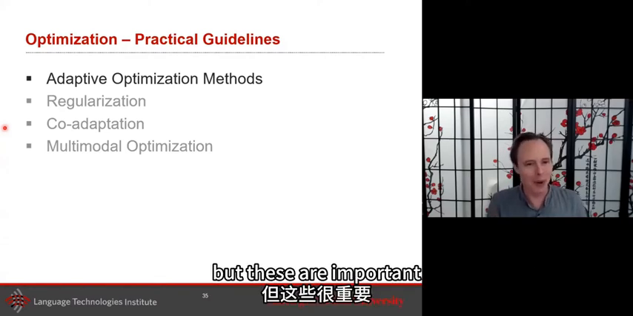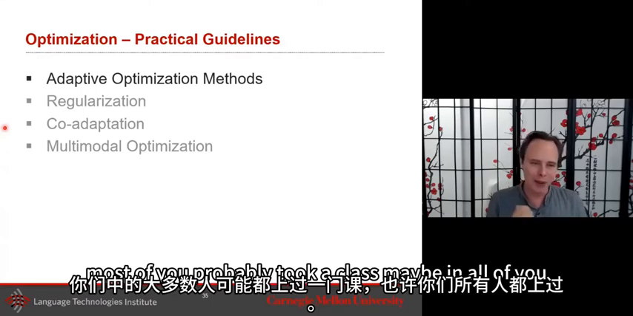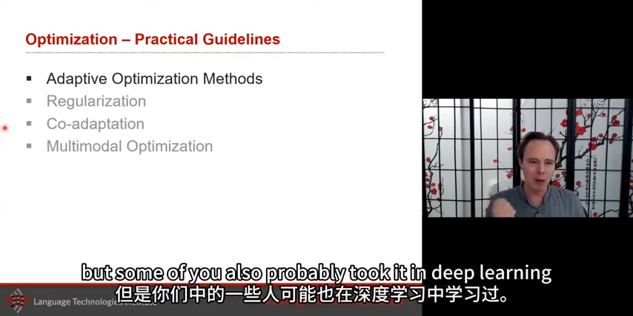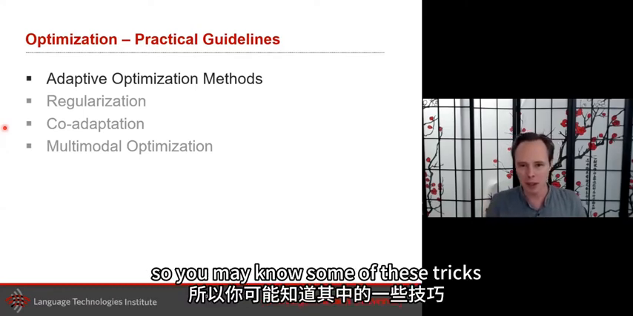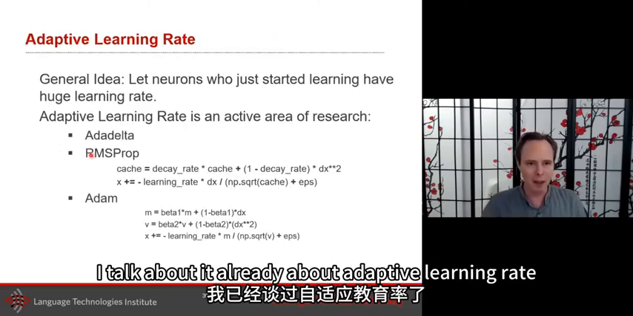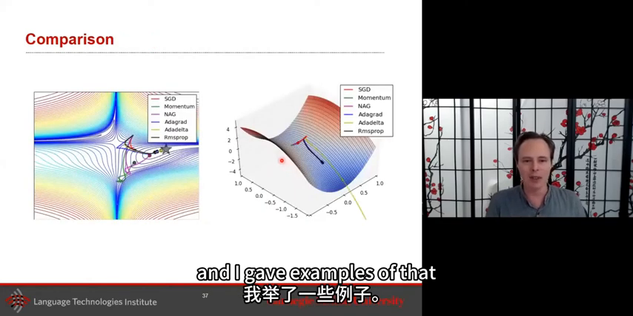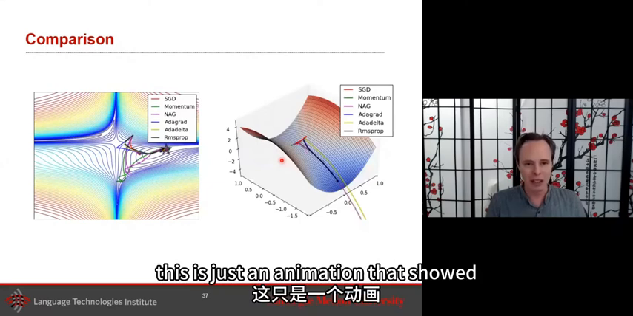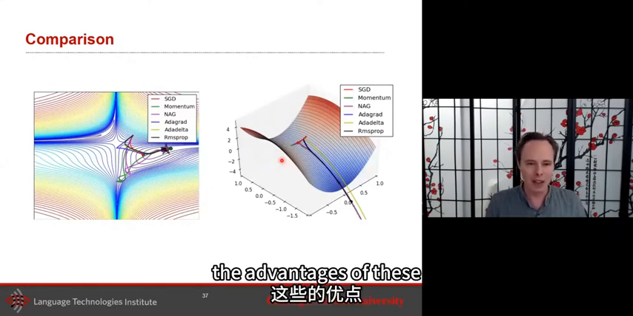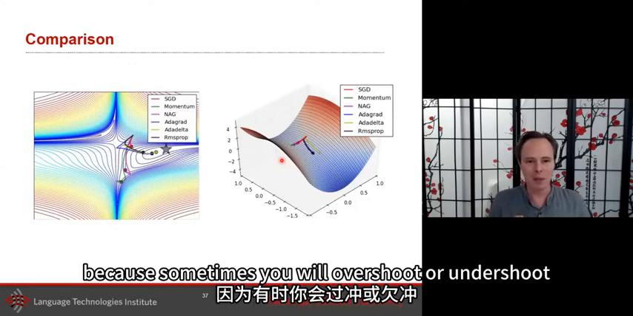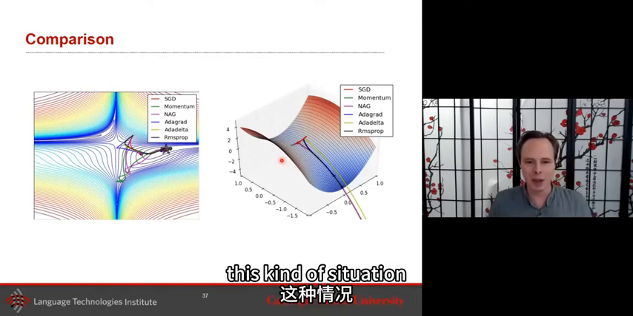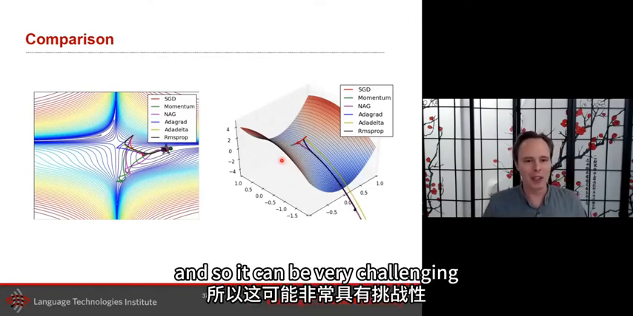But these are important. Most of you probably took a class in machine learning, and some of you also probably took one in deep learning, so you may know some of these tricks. I talked already about adaptive learning rate, and I gave examples of that. This is just an animation that showed the advantages of these, because sometimes you will overshoot or undershoot, and so it can be very challenging here.